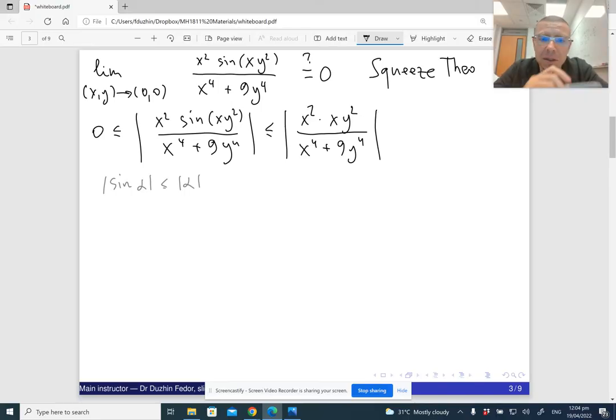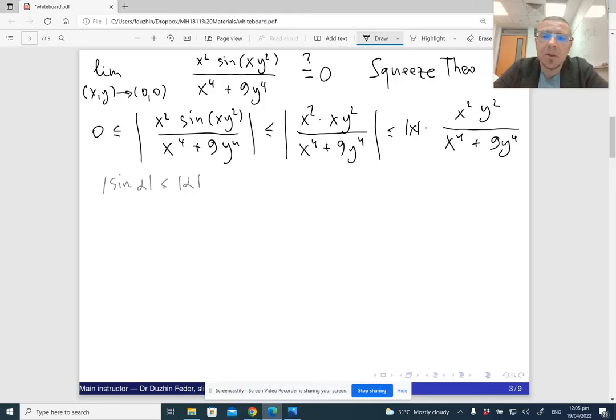All right, and this thing, x squared y squared, is really non-negative, so we can get rid of the absolute value sign. So this whole thing becomes less than or equal to absolute value of x times x squared y squared divided by x to the 4 plus 9y to the 4.